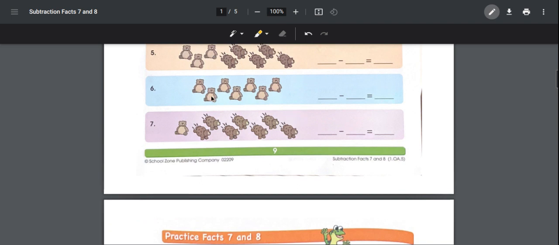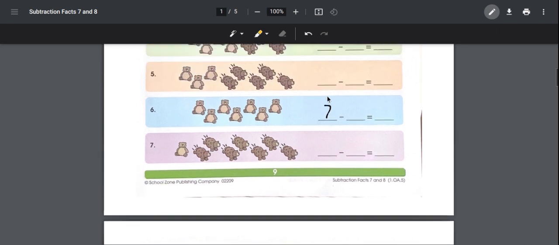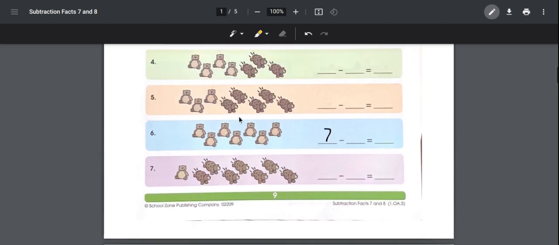Okay, we'll try number 6. There's 1, 2, 3, 4, 5, 6, 7. There's 7 bears, and if you look, there's no bears that are running away. So in this case, it's just 7 minus 0, and 7 minus 0 is 7.